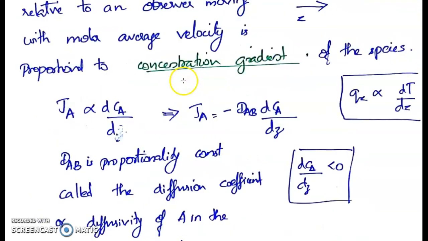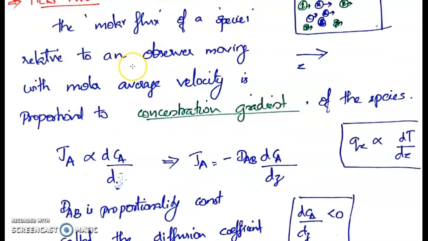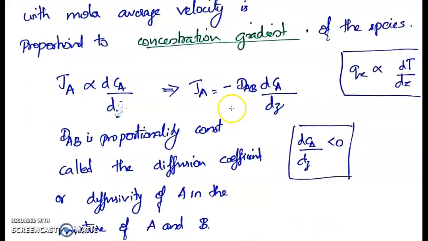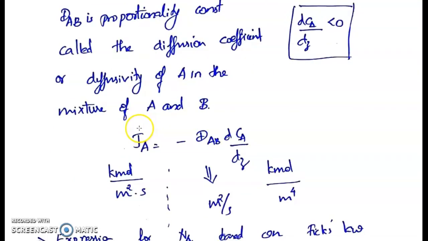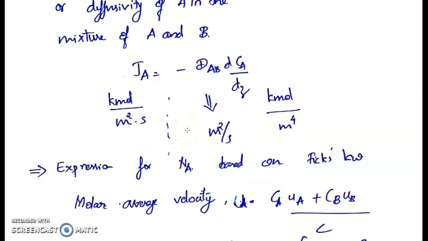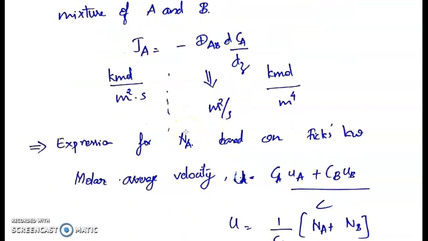Now Fick's law gives an expression for molar flux relative to molar average velocity. Now, based on this law, let us try to find an expression for NA, that is, molar flux with respect to a stationary observer. So, in the last class, we discussed the difference between NA and JA. I hope you are aware of it. So, let us try to develop an expression for NA based on Fick's law.